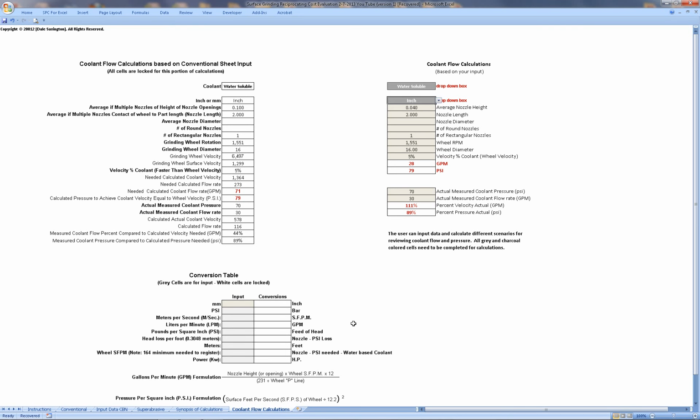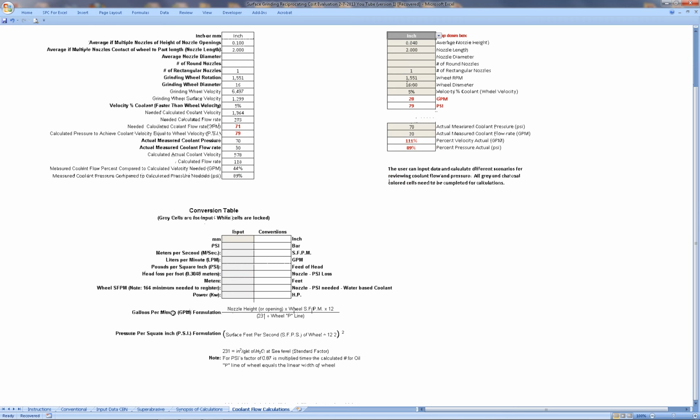At the bottom, I gave you a conversion table, which takes a lot of standard product and standard calculations and converts them from metric to inch or in other areas. We also show the gallons per minute. What is the formulation that we use to actually calculate this? And we do the same thing with PSI. And there's a little explanation that we show, 231 divided by wheel P line.